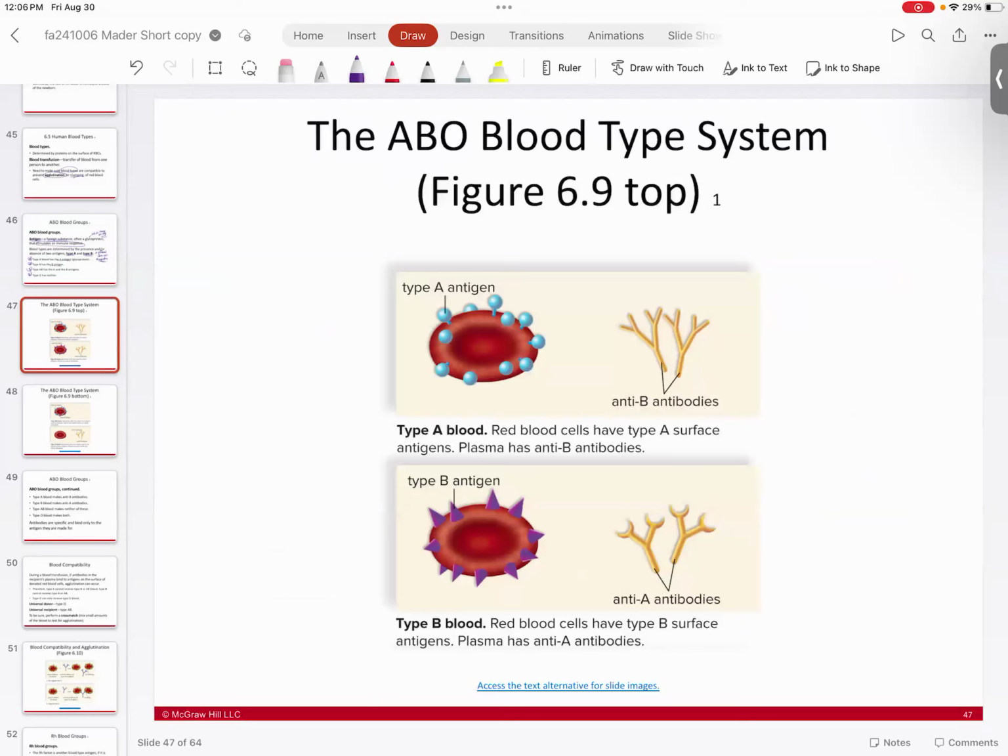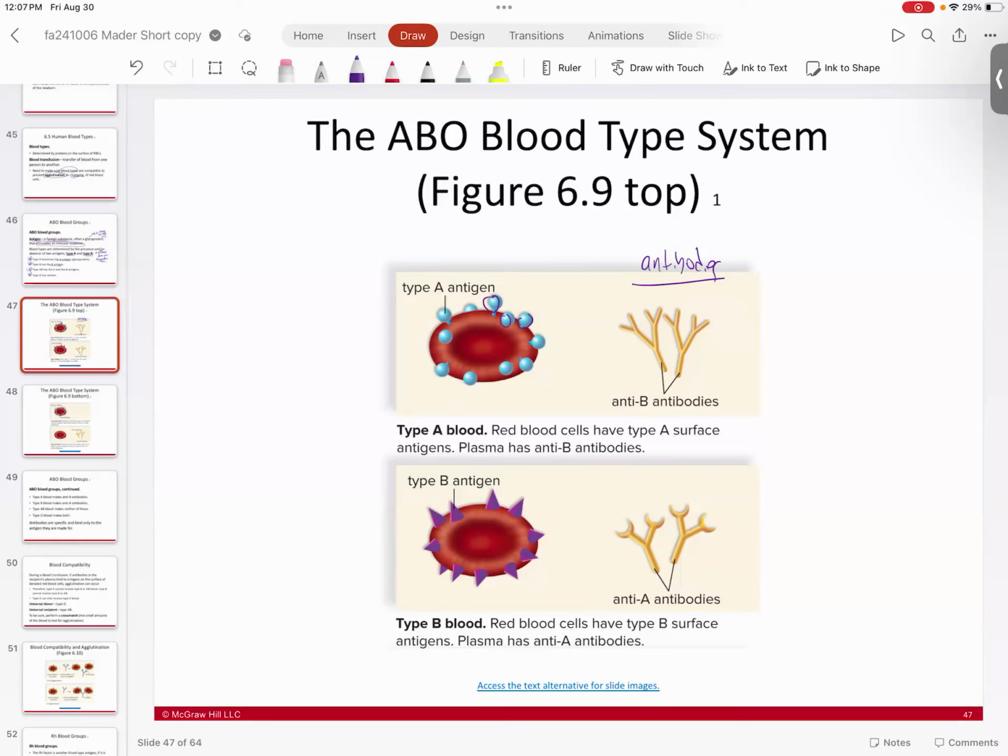So here's what it looks like. On the surface of an A-type person's red blood cells are the A-type glycoprotein, which you can see here represented as little circles. Now, as a result, the antibodies that they make is basically, and this is true for the immune system, your immune system is only going to make antibodies against what it doesn't know. So for instance, if you have A-type antigen on your red blood cells, your immune system grows up with that and is familiar with the A-type antigen.